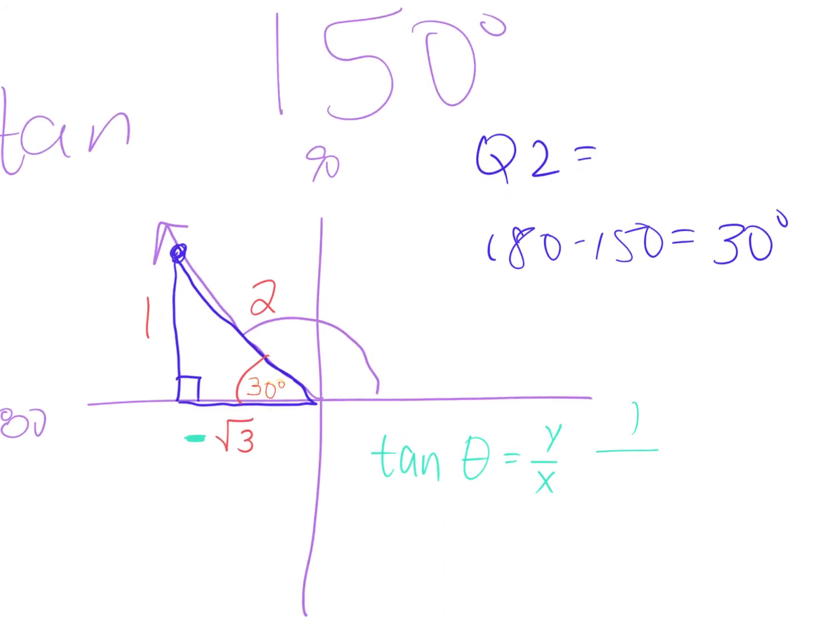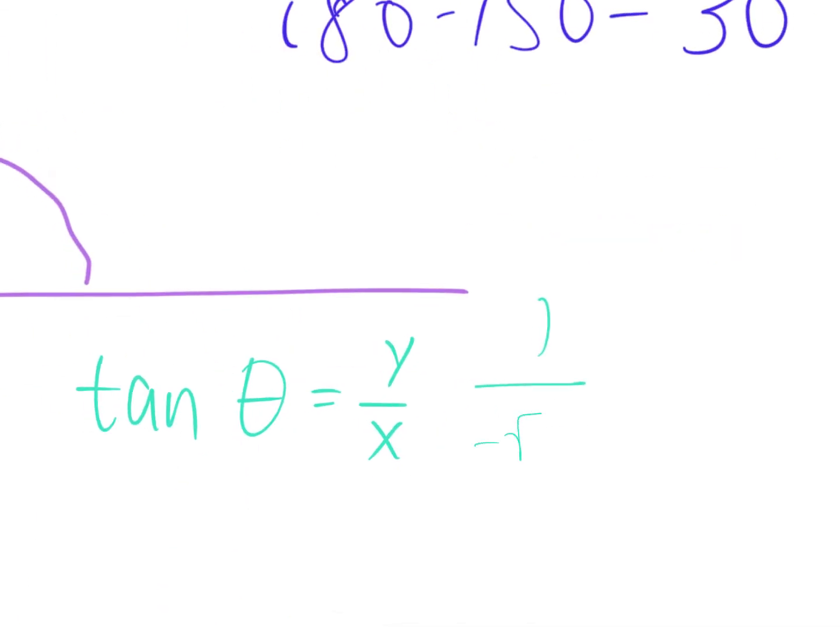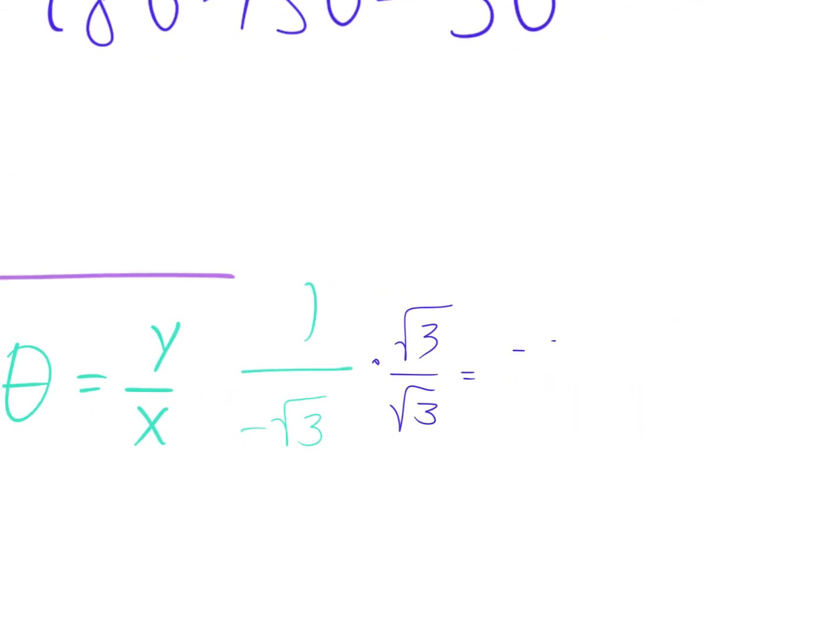1 over what? What's your x value? Negative square root of 3. Is it okay to leave it like that? Okay, so let's rationalize. I have negative square root of 3 over 3 is our tangent.